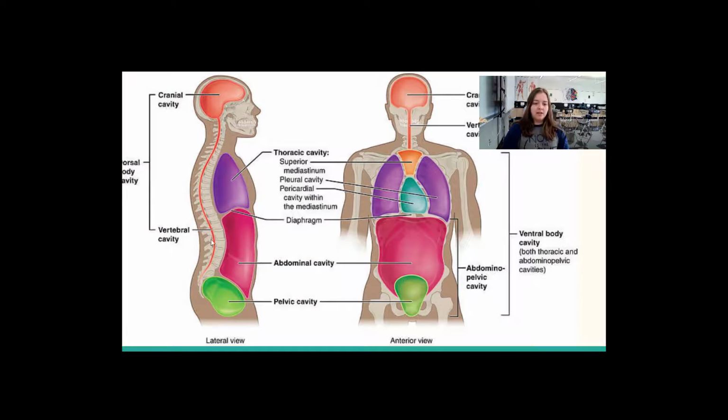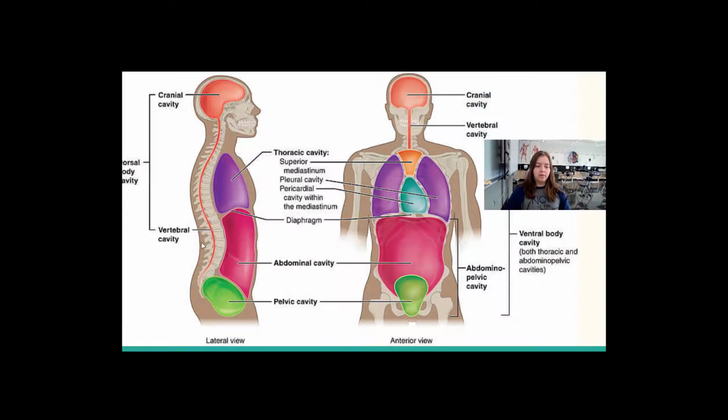Here we have the dorsal, or the posterior body cavity. It consists of the cranial cavity where the brain is and the vertebral cavity where the spinal cord is. And then in here, we have the thoracic body cavity, the abdominal cavity, and the pelvic cavity, which all make the ventral body cavity. Okay.